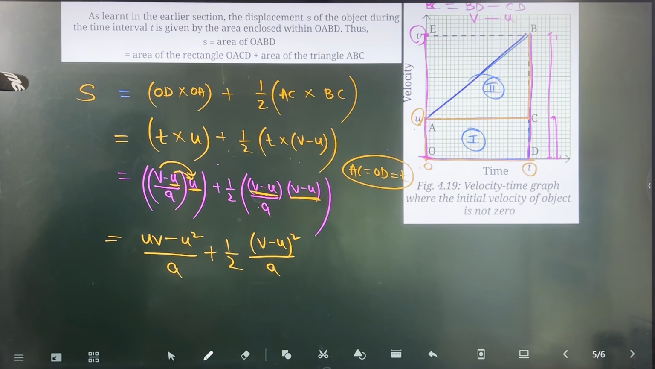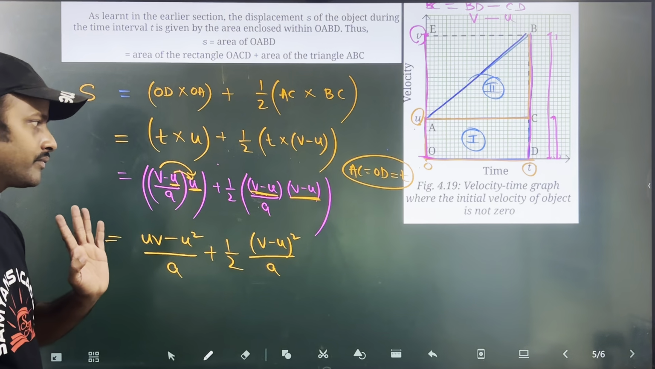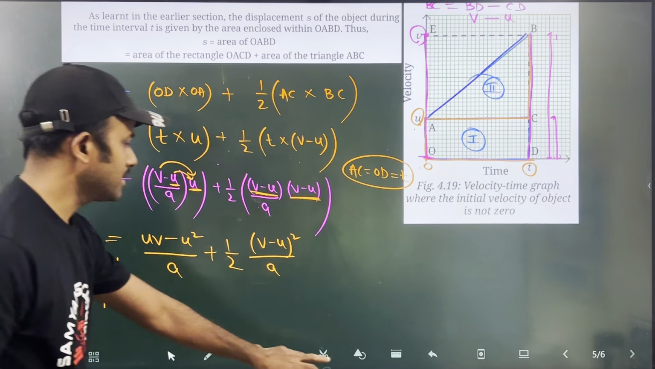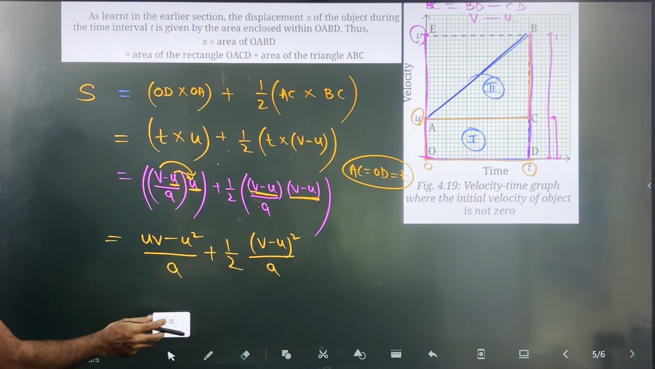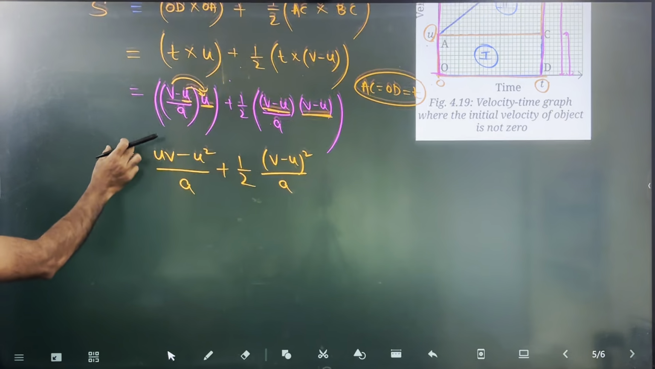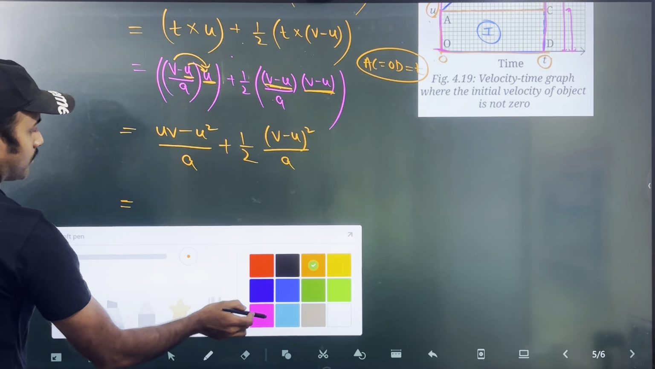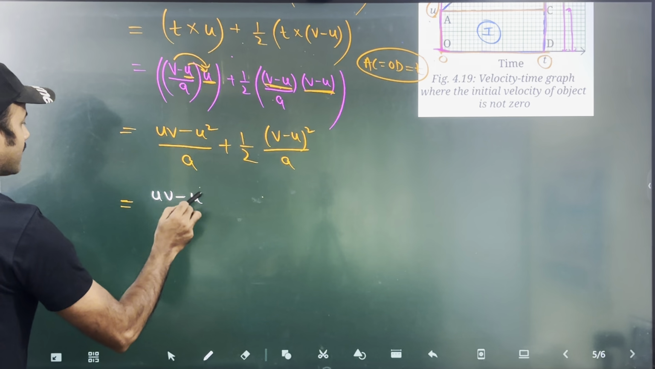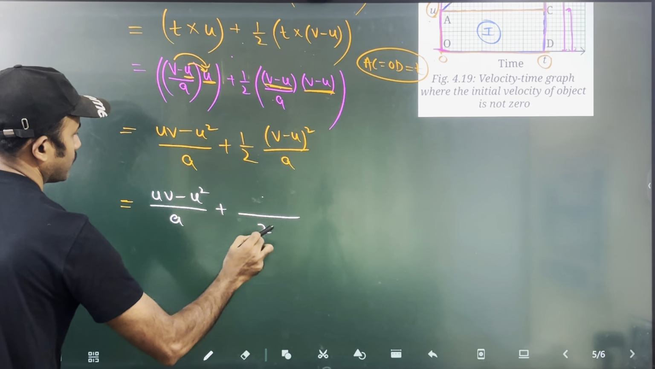So here we have 1 by 2A. Just derive this and you will get the answer, S equal to ut plus half at square. Now write as it is. The first part you write as it is, that is uv minus u square by a, plus this 2 into a, you write 2a.